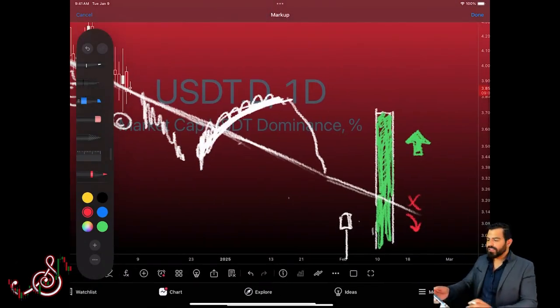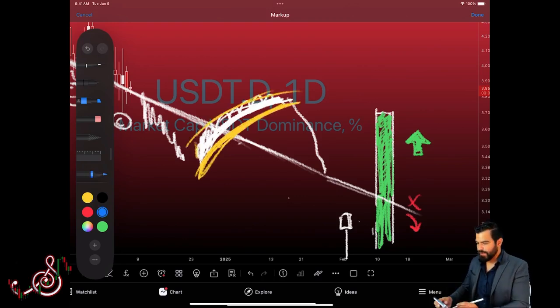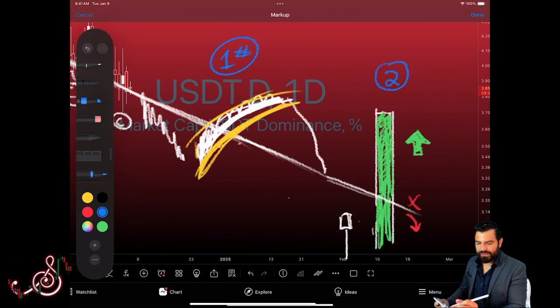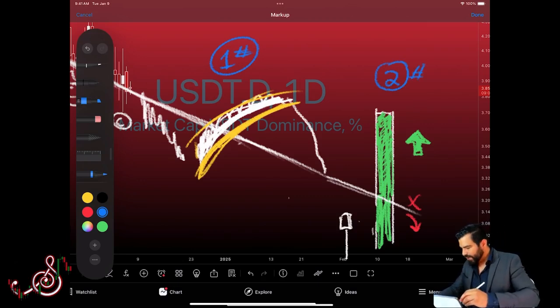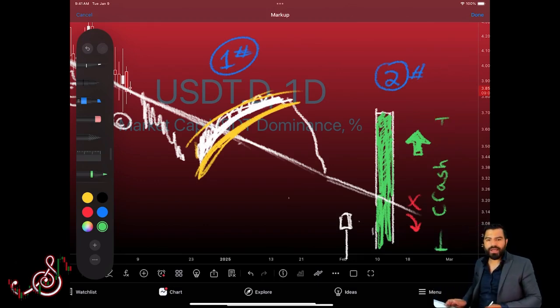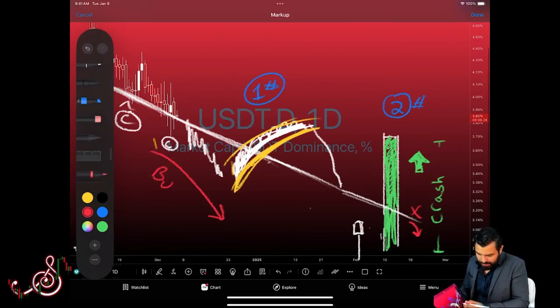So now, to bring up more, the two moves that were of significance were this move, this parabolic type curve shape, and that one. So this was important. This was number one. And this is number two. That's important. This move here is going to equal a crash in the markets. Okay, this move is going to equal a crash. This move down here is bullish for cryptos.